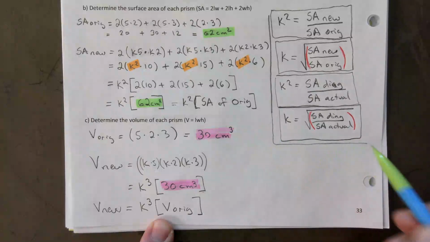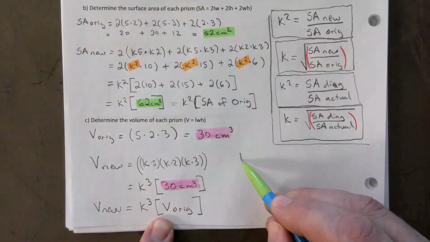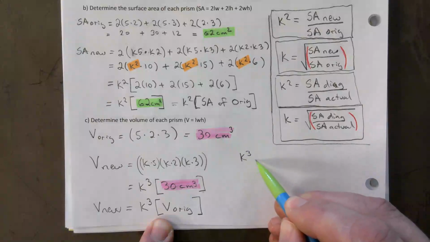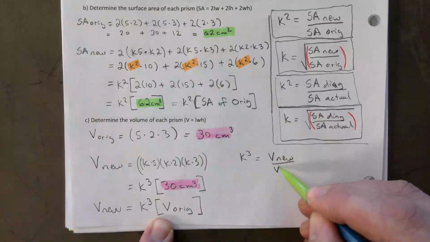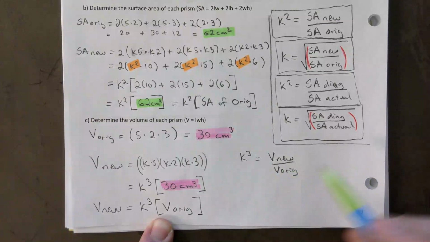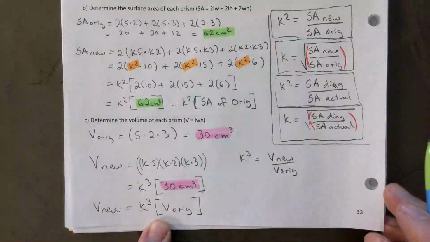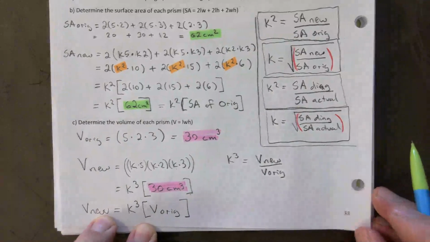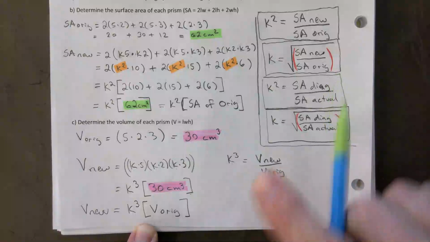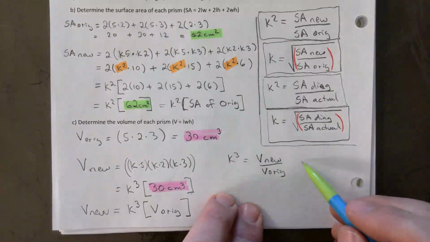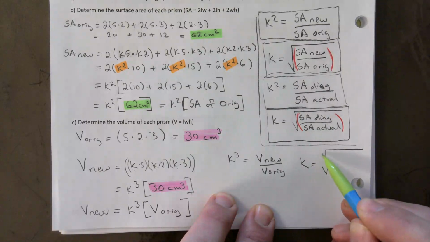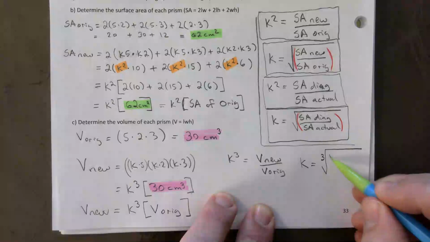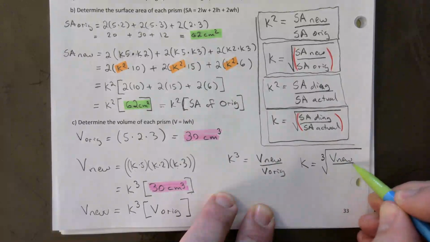And I used up too much space for the other one, so let's try to be a little more conservative. So it turns out that k cubed is volume of new over volume of original. And what do you think you're going to have to do to get k on its own if you know both volumes? Cube root. So it's k is equal to cube root of v new over v original.